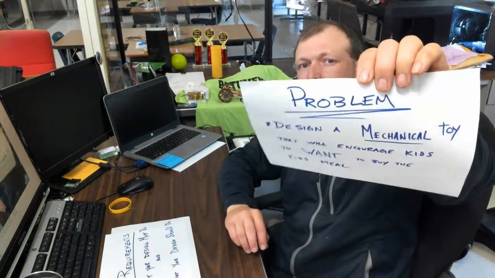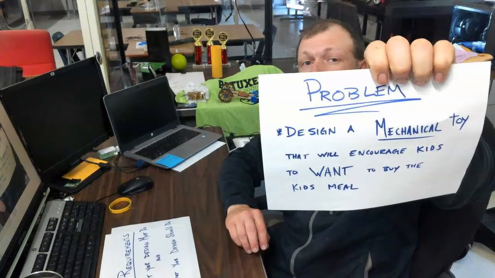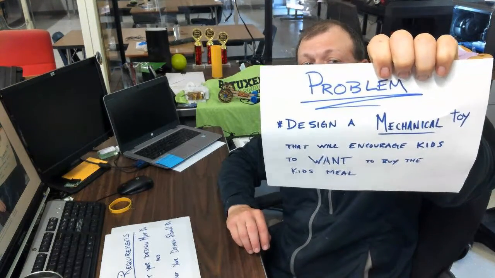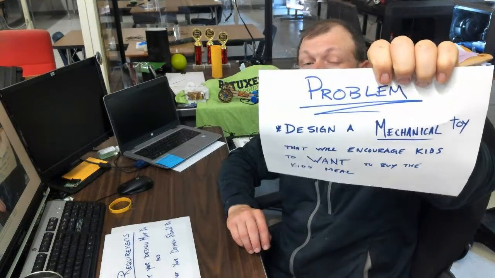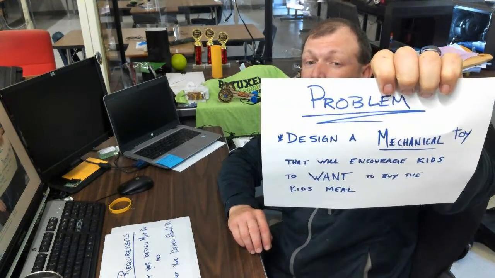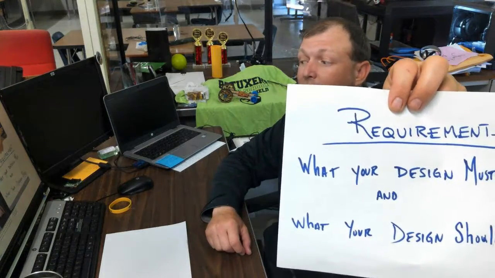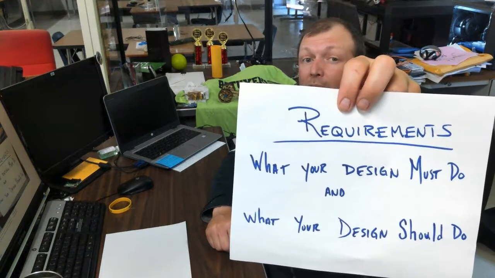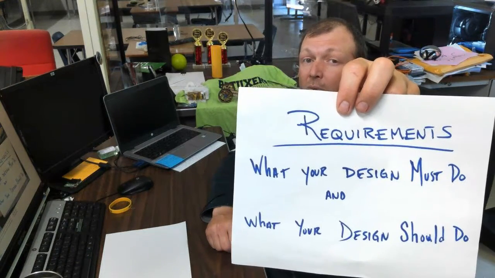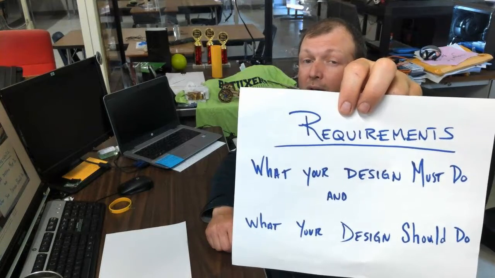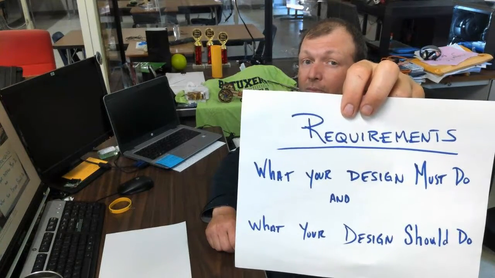So our problem is to design a mechanical toy that encourages kids to want to buy that meal. Now that's a challenging problem, and we have some stiff requirements that we need to adhere to. So in the next phase of the process, as we establish our design requirements, we need to make sure we understand what it is our project needs to do.